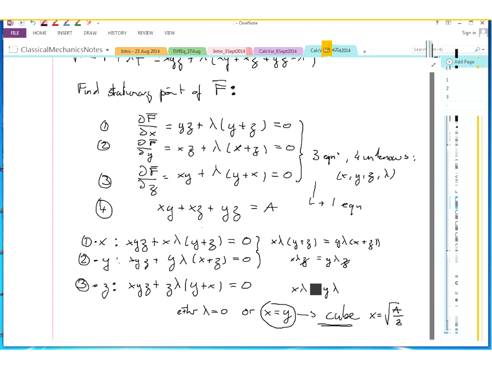So that was to make the Lagrange multiplier method a little bit more concrete with an example. Any questions about this?